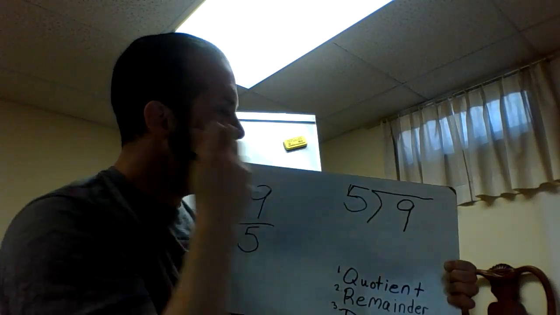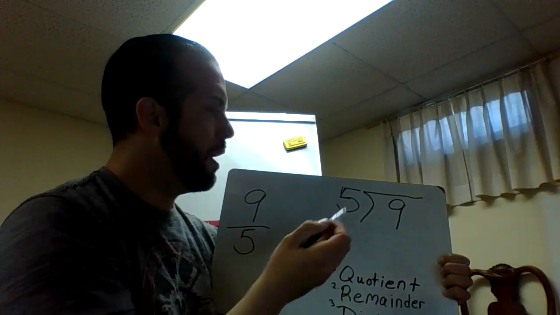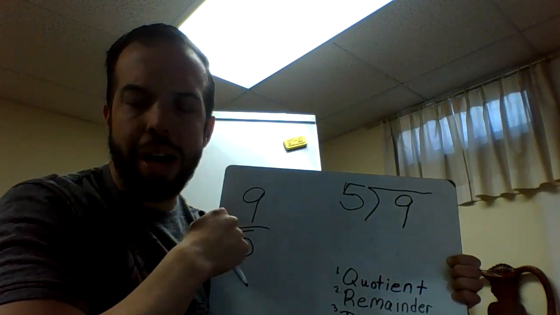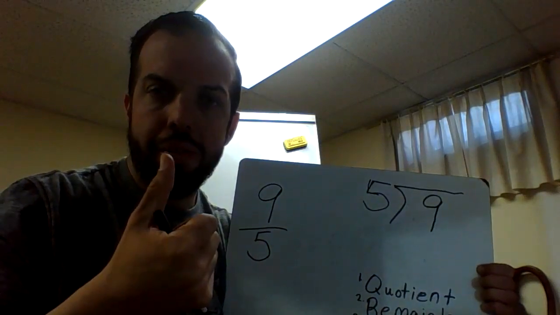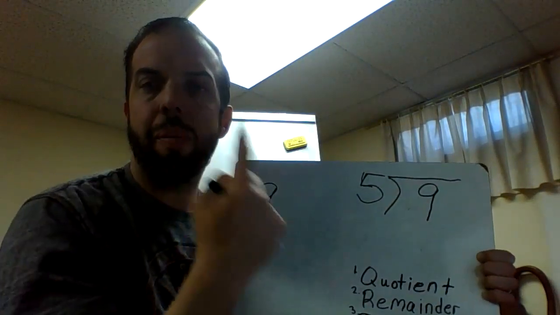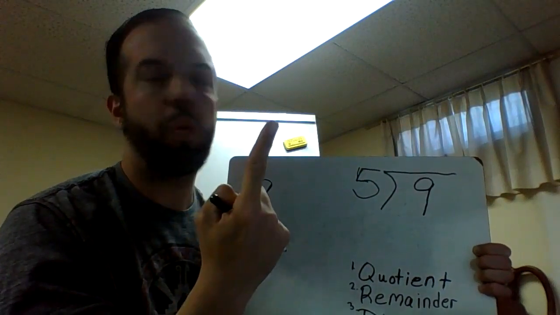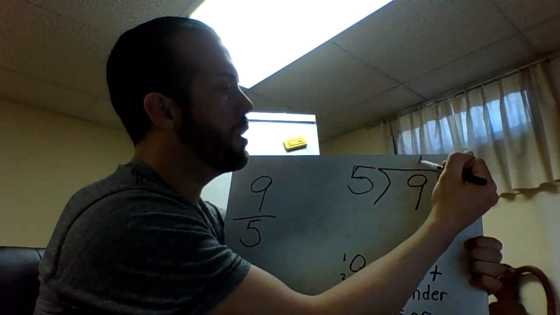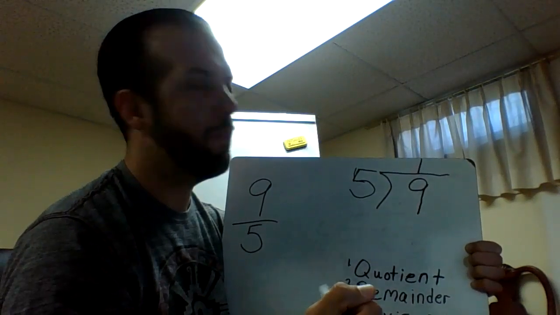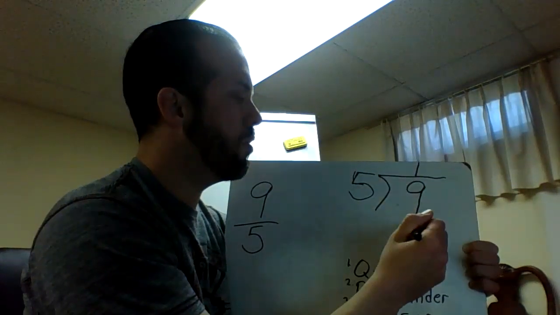Now I'm going to divide. How many times can 5 fit inside of 9? I'm thinking of my 5s. 5, and if I go up one more, that would be 10, which is too high. So how many 5s fit inside of 9? Just the 1. That 1 will go on top. There's my divide. Now I'm going to multiply. 1 times 5 is 5.